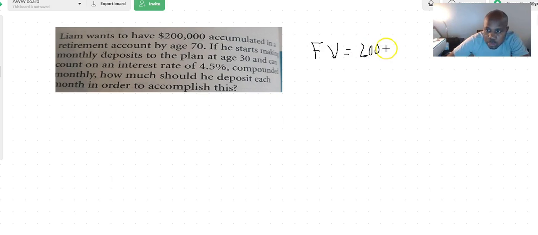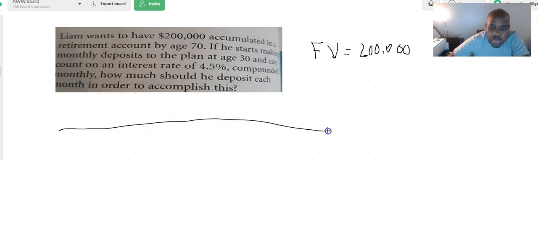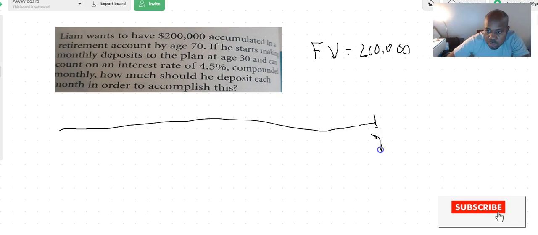The future value is gonna be $200,000, right? That's gonna be the future value that Liam wants at the end. So that's what you want at the end, which means when she will be 70 years old, he wants to have such an amount in his retirement account. Okay, 70 years old.